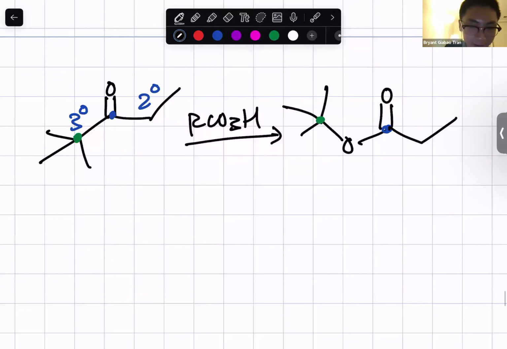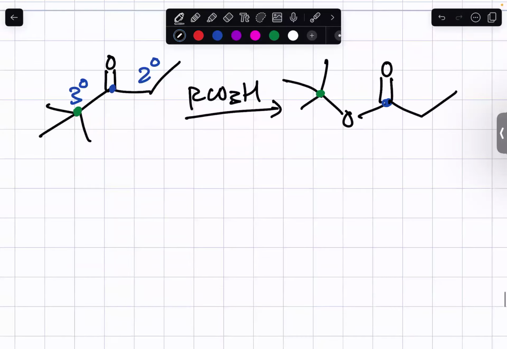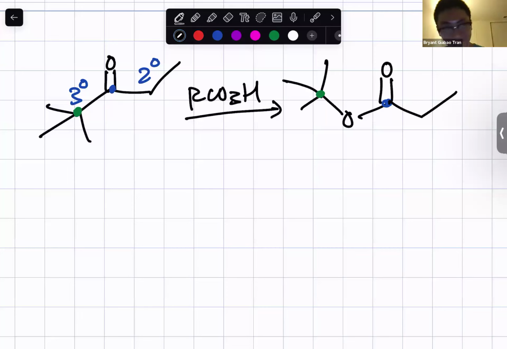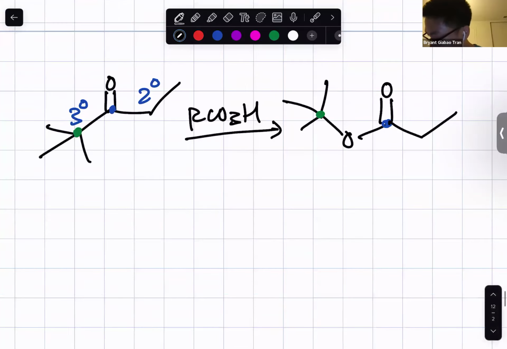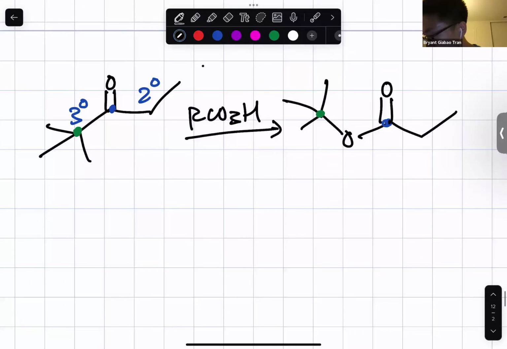Okay, here's the confusing mechanism that I have to look at my notes every time. I cannot do it based on the pattern. Hopefully there's no testing on this one. Okay. Peroxy acid is a strong acid, so the first step is pretty similar to the previous ones we did.